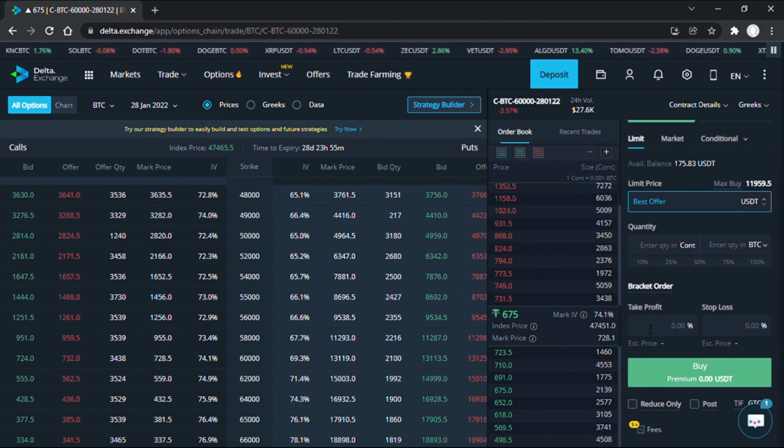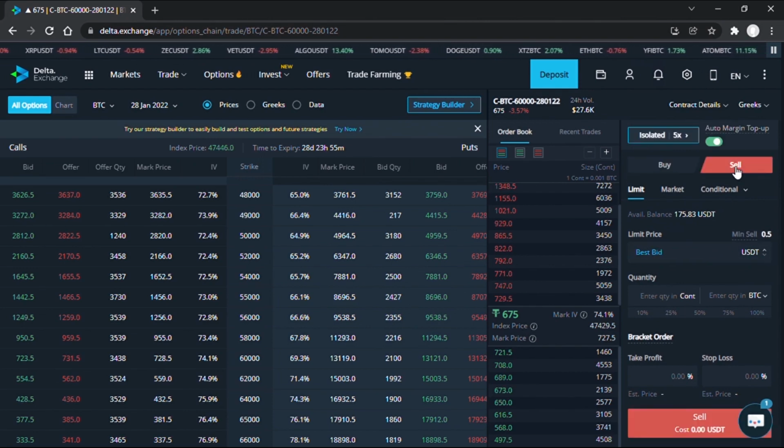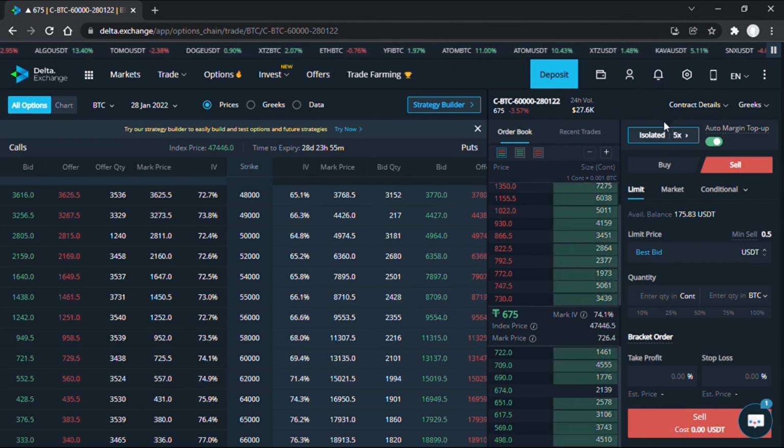Also, if you want to enter the take profit and stop loss prices, then you can enter them here, or you can enter them as a percentage also. Or else, if you are going with selling, then you can just click the sell button and you have to choose the margin that you want to go with, enter the price, and enter the quantity. I will explain this margin in the next part of the video.